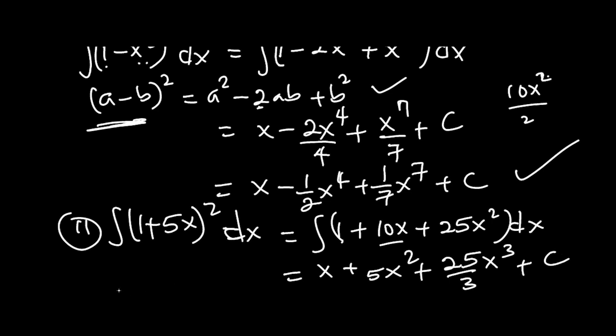Then let me quickly chip in all this one. 25x squared, integral of that will be equal to 25, which will be outside the bracket, integral of x squared dx. So that's that on that case.